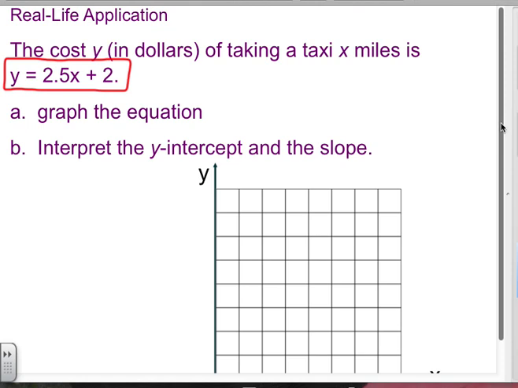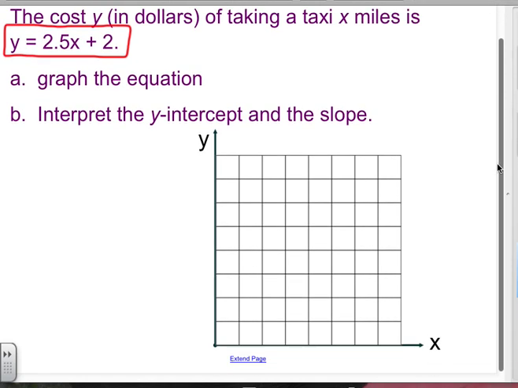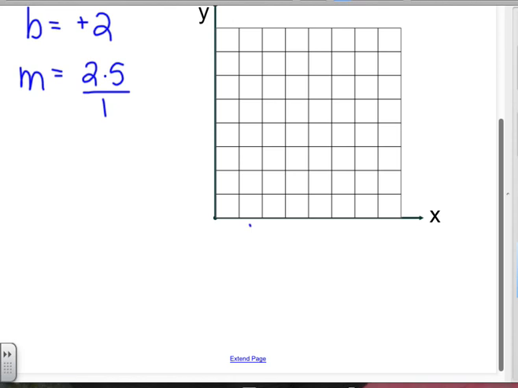I think we have enough information that we can graph this line. Do you see the y-intercept? b, the y-intercept, is positive 2. m, which is the slope, is 2.5 over 1. So we're going to graph this thing. The y-intercept is positive 2. Right there. And the slope is up 2.5, right 1. Up 2.5, right 1.